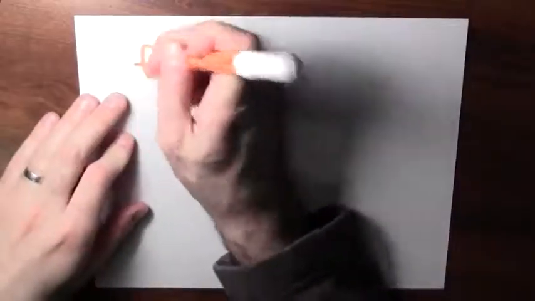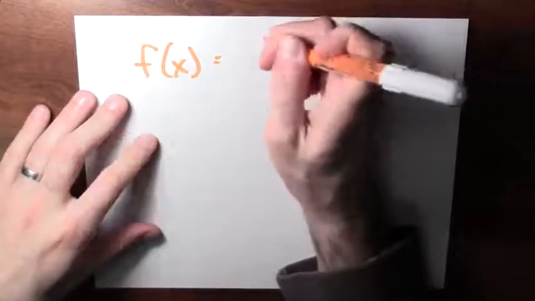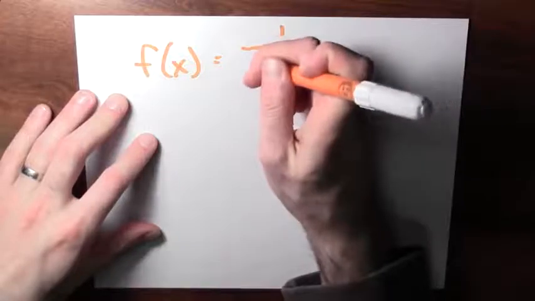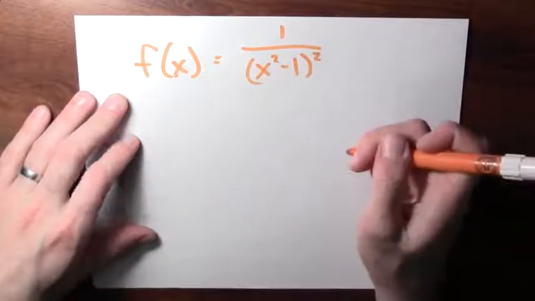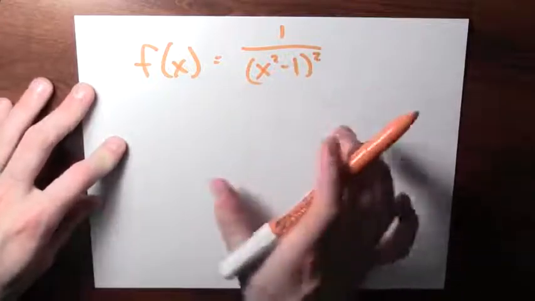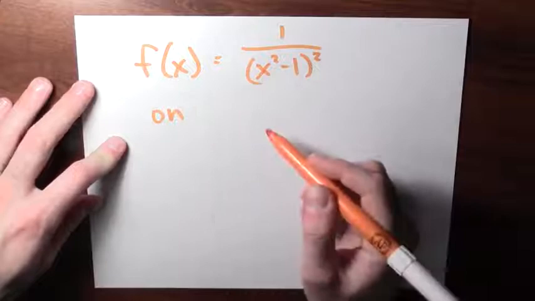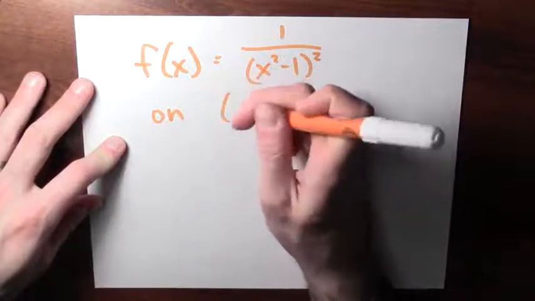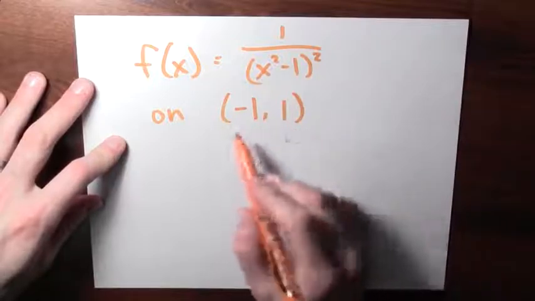Let's work an example. Let's look at the function given by the rule f of x equals 1 over (x squared minus 1) quantity squared. But let's only consider this function on a restricted domain. Let's consider the maximum and minimum values of this function on the open interval between -1 and 1.